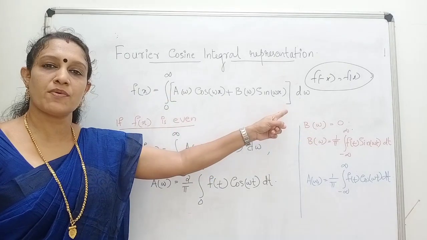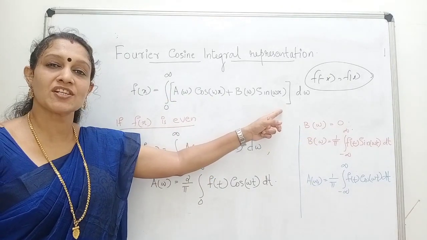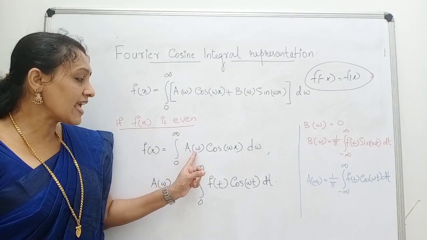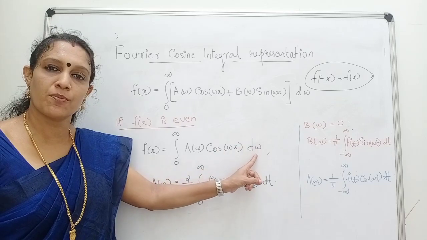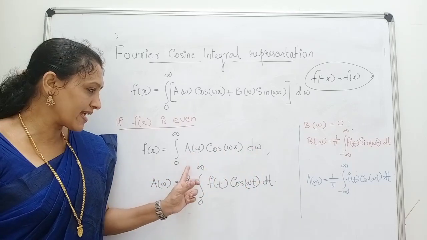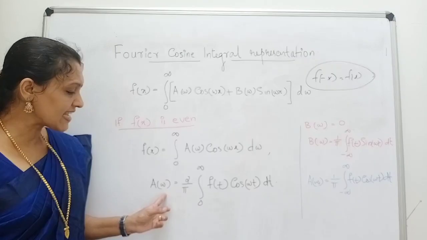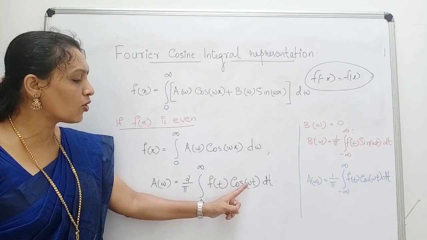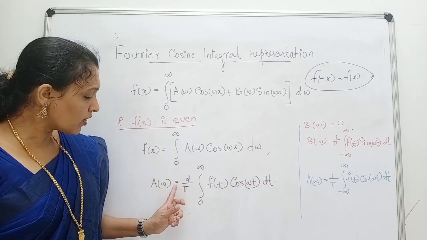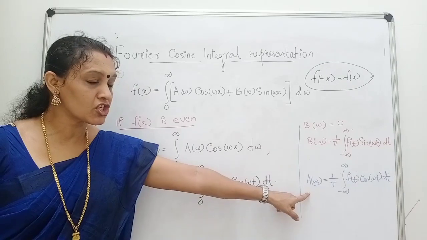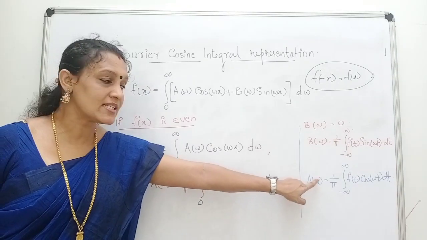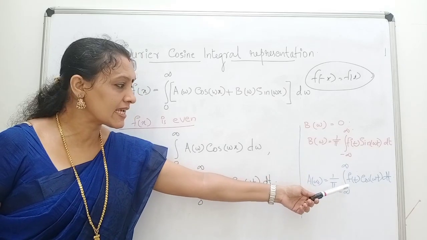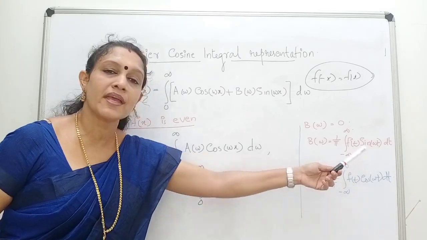So what about the big equation? The big integral representation reduces to f of x is equal to integral 0 to infinity a omega cos omega x d omega. Now what about a omega? A omega is equal to 2 by pi integral 0 to infinity f of t cos omega t dt. We know a omega by the actual definition in the big equation: a omega is 1 by pi into integral from minus infinity to infinity f of t into cos omega t dt.